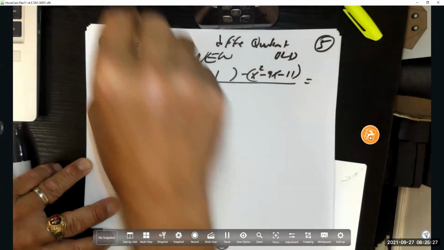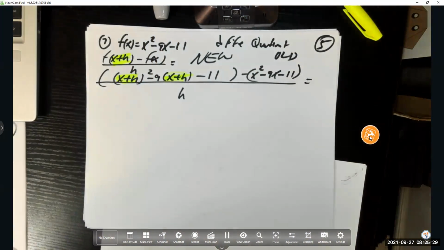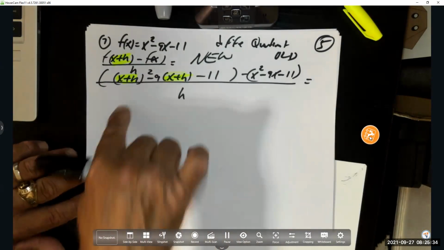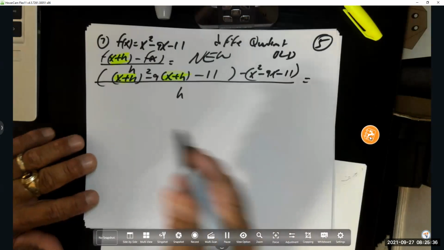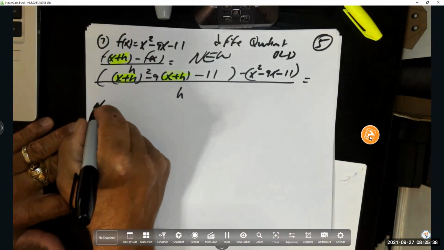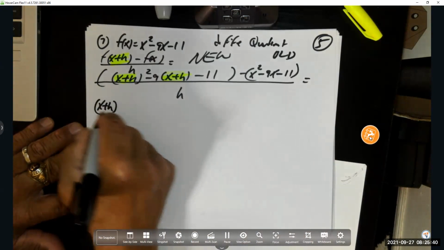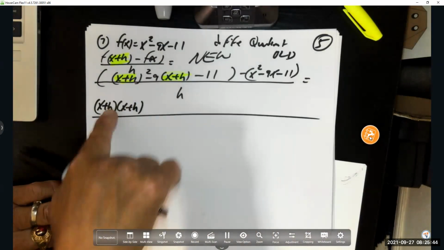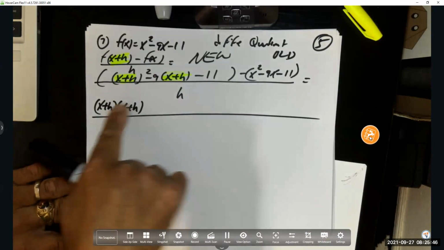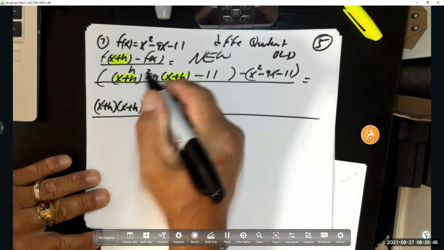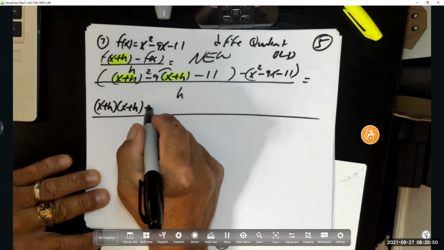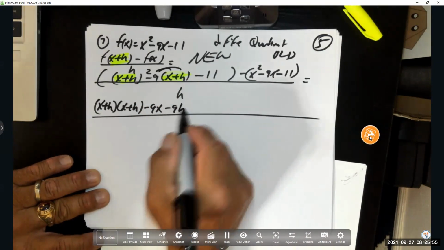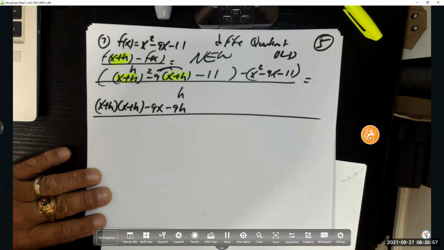Yes, sir. All right, so when I get that, now I'm going to start doing that FOIL stuff. So this (x plus h) squared, you have to do it 2 times, which means (x plus h) times (x plus h) twice. Everybody okay with that? Yes. Okay, and then this is negative 9 times the first one. Well, that's going to be negative 9x, and negative 9 times the next one is going to be negative 9h. Is that okay for that part right there?